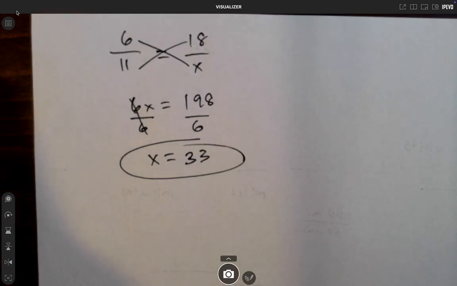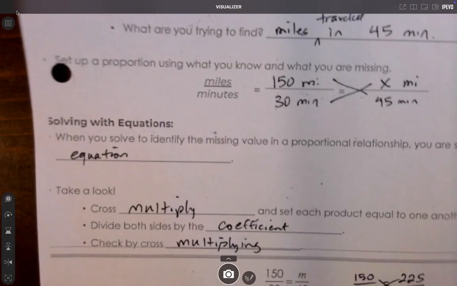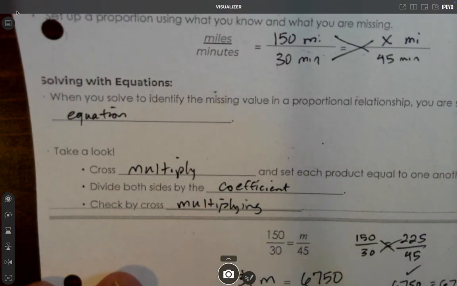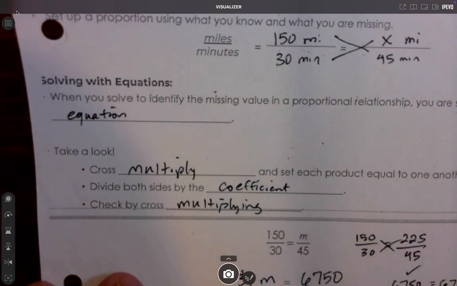So just keep those steps in mind. They're given to you right here. Cross multiply, then divide both sides by the coefficient. So you remember those few steps, and you'll be all set.